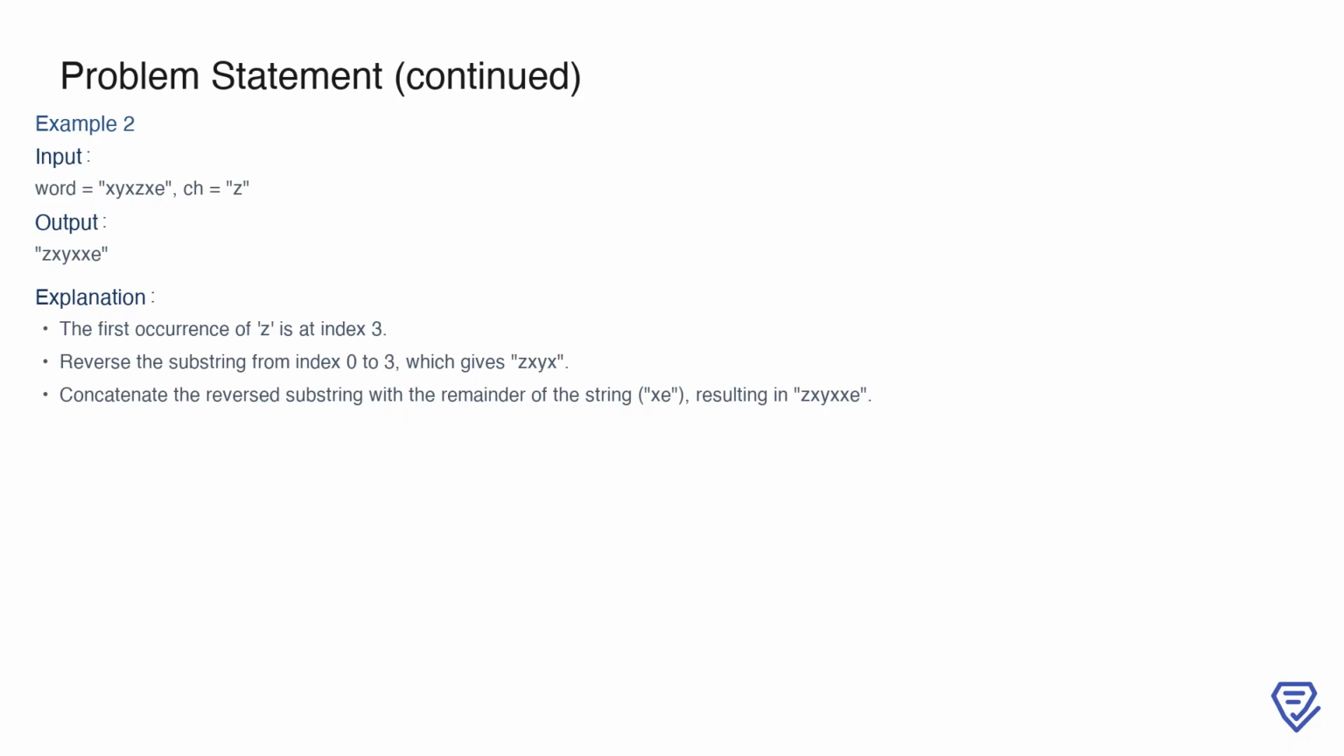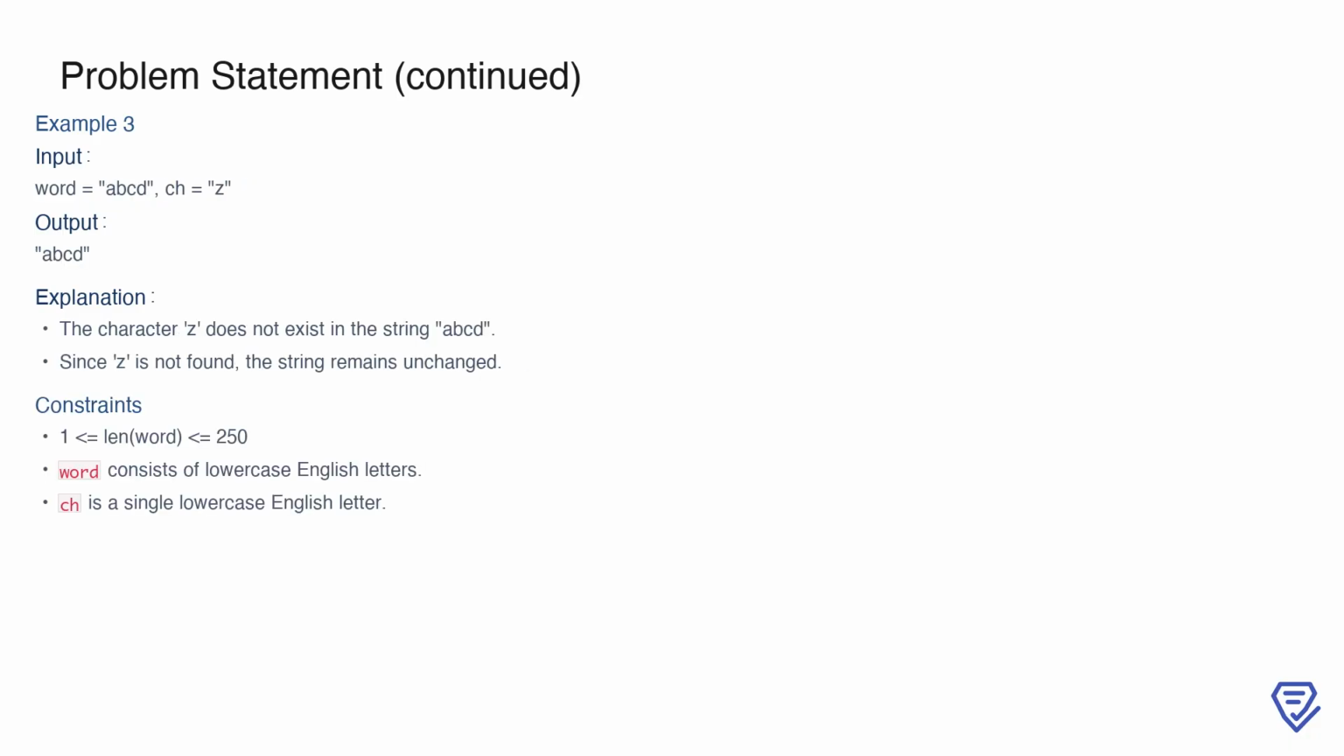the string. In the third example, the input string is abcd and the character is z. Here, the character z does not appear in the string at all. Since there is no occurrence of ch, the string remains unchanged. The output is simply abcd. This example highlights the condition where the function should return the input as is when the specified character is absent.